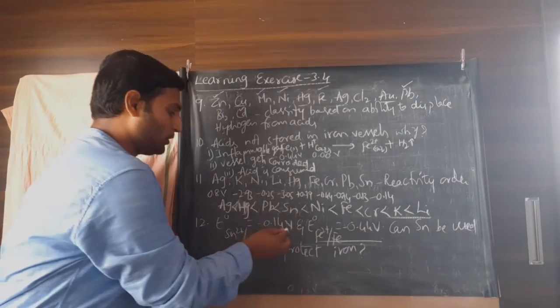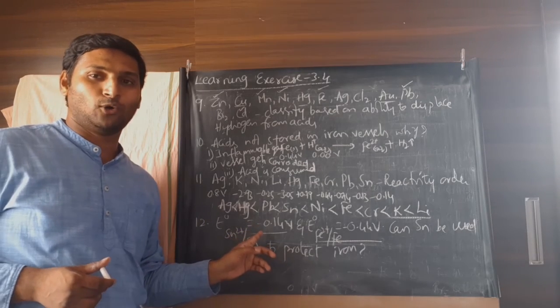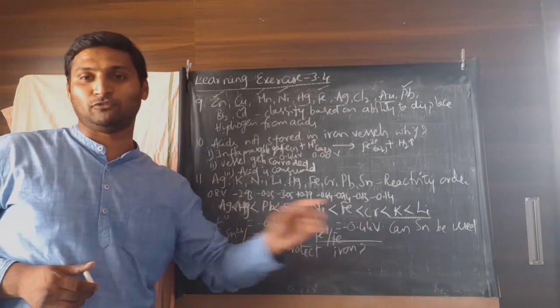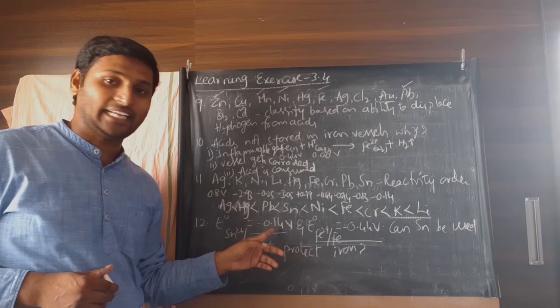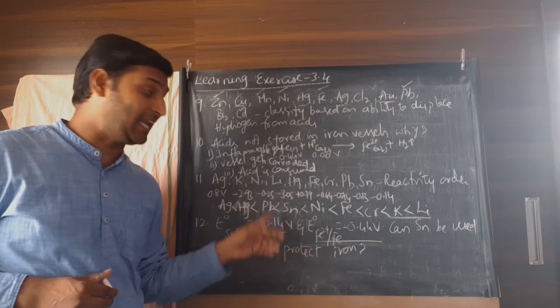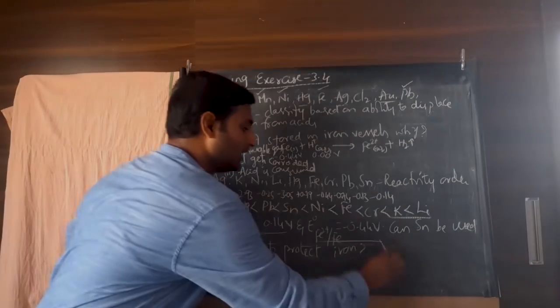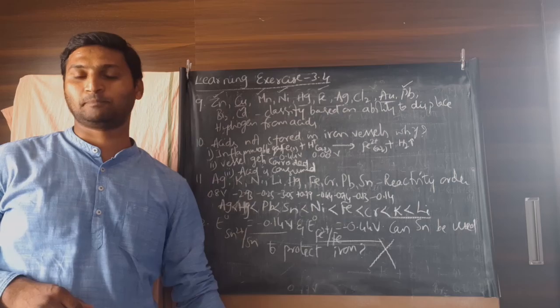Iron is having lower potential. Tin is having a larger potential. I hope you know that minus 0.14 is a larger value than minus 0.44. Because tin has more potential, it cannot undergo oxidation instead of iron more readily. That's why tin cannot be used for the sacrificial protection of iron.